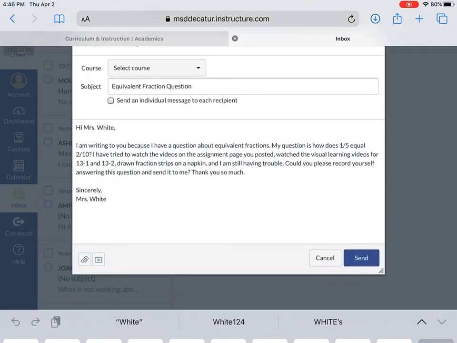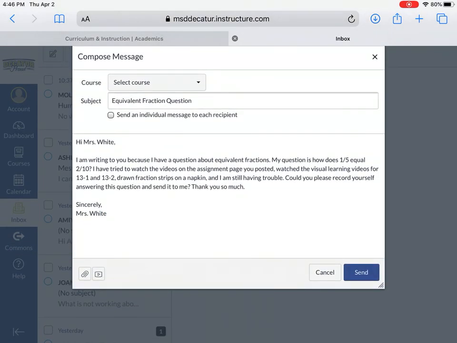All right, here's what the email looks like. Hi, Mrs. White. I am writing to you because I have a question about equivalent fractions. My question is, how does 1/5 equal 2/10? I have tried to watch the videos on the assignment page you posted, watch the visual learning videos for 13.1 and 13.2, drawn fraction strips on a napkin, and I am still having trouble. Could you please record yourself answering this question and send it to me? Thank you so much. Sincerely, Mrs. White.